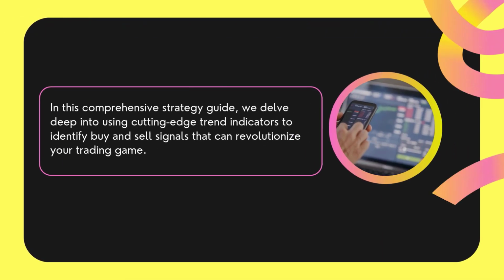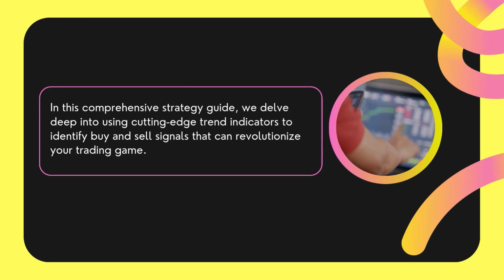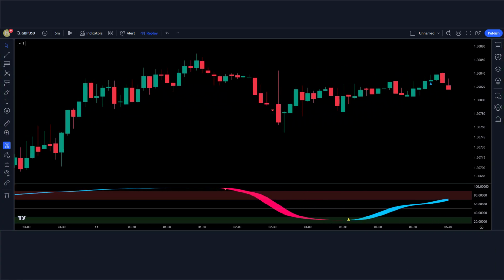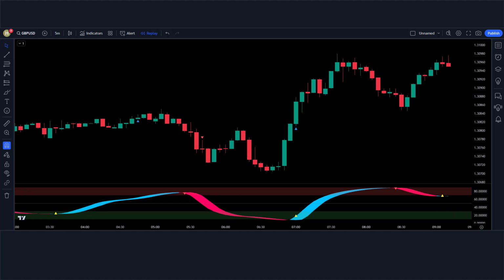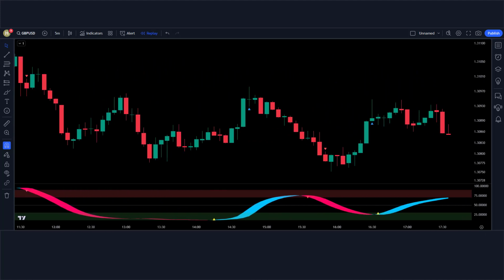In this comprehensive strategy guide, we delve deep into using cutting-edge trend indicators to identify buy and sell signals that can revolutionize your trading game. Whether you're a seasoned pro or just getting started, our step-by-step approach is designed to enhance your market analysis and improve your win rate. Discover the power of reversal indicators and learn how to implement them in real time. Don't miss out, watch till the end for valuable tips.